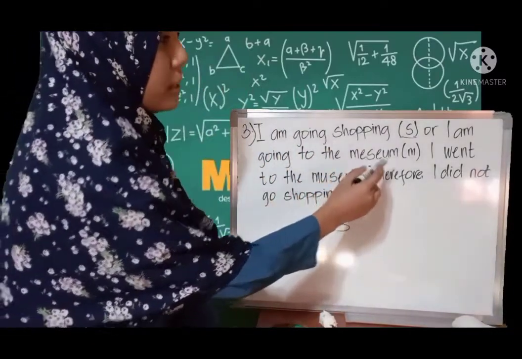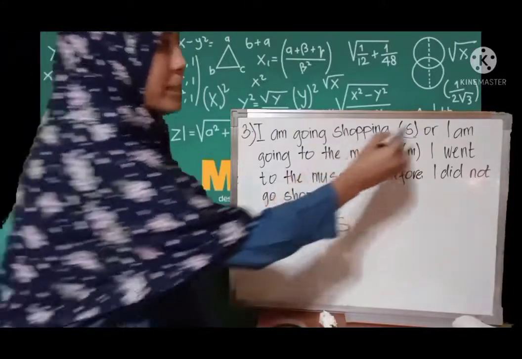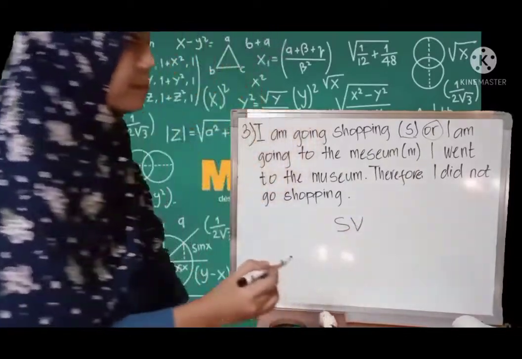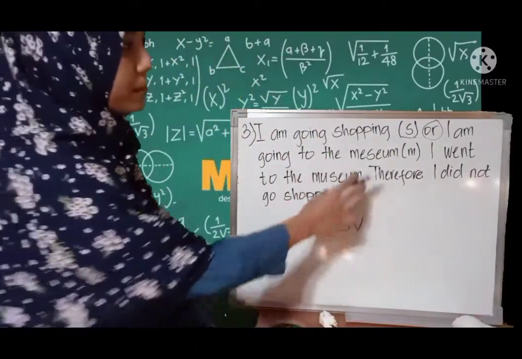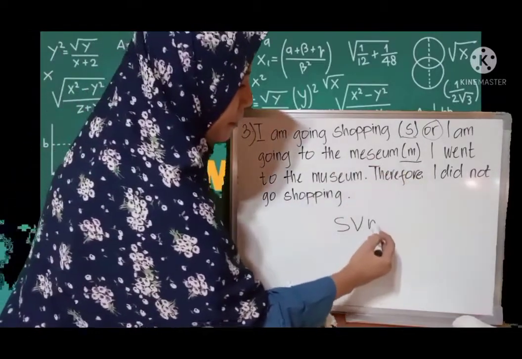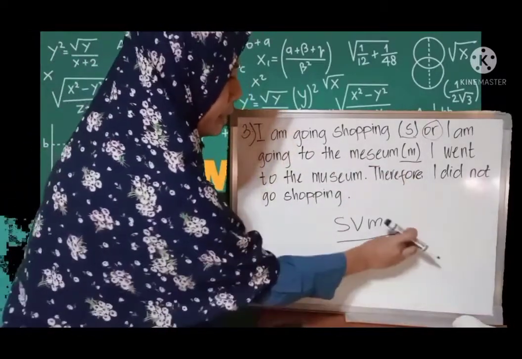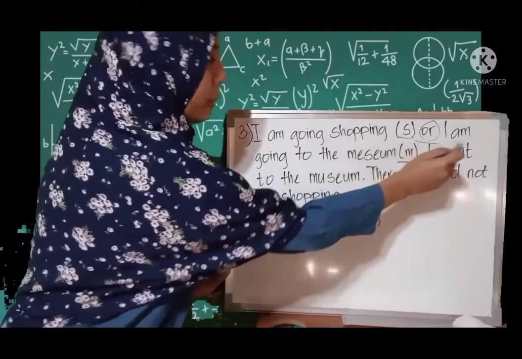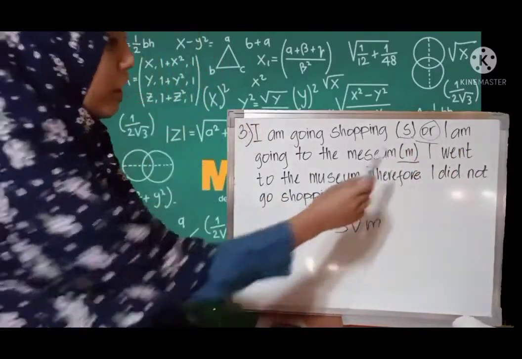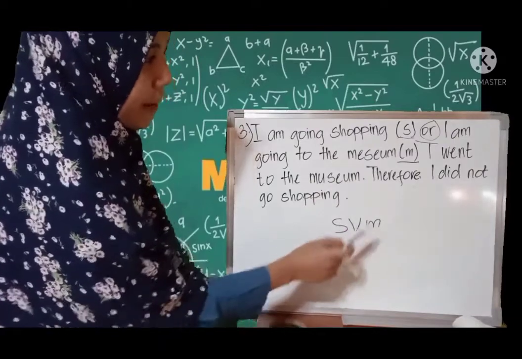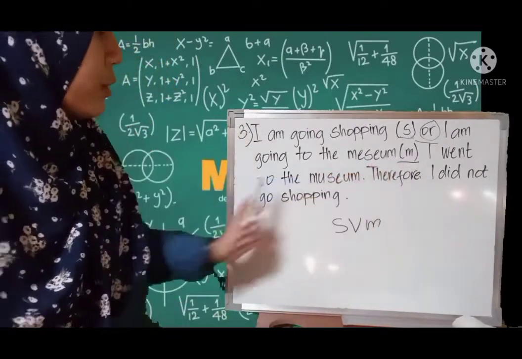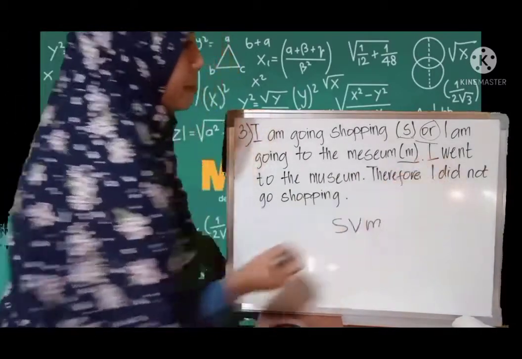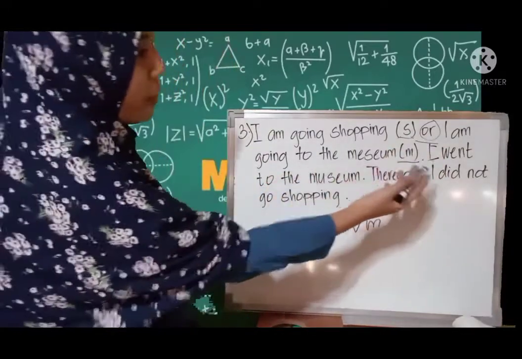I am going shopping or, so, or represent yan ng V. Or, I am going to the museum. Museum represent as M. Kasi ang or is connected siya, gi-connect niya yung sentence. So, S V M. Sa second sentence naman siya, I went to the museum.